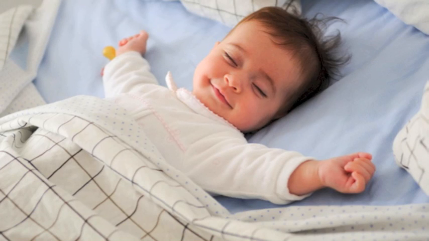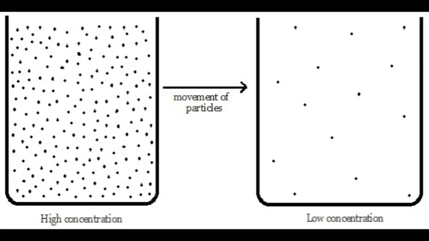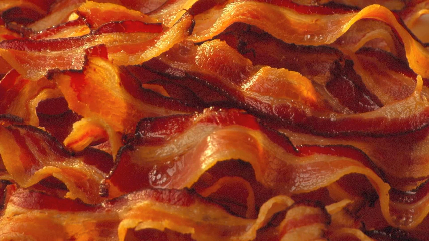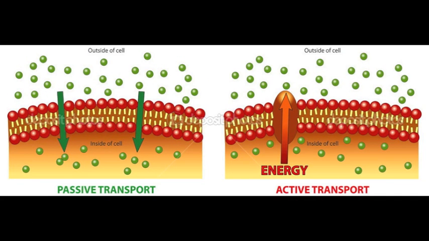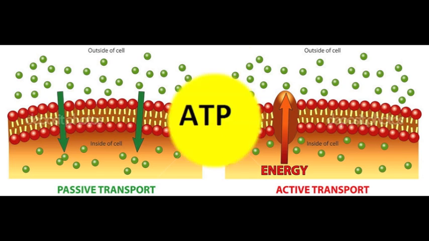Passive transport is the type of transport that does not require energy. It involves substances moving from areas of high concentration to areas of low concentration. An example of this can be seen when your mom cooks bacon for you on a Sunday morning. While the bacon smell is initially concentrated in the kitchen area, it slowly diffuses through the house, eventually making its way to your bedroom.